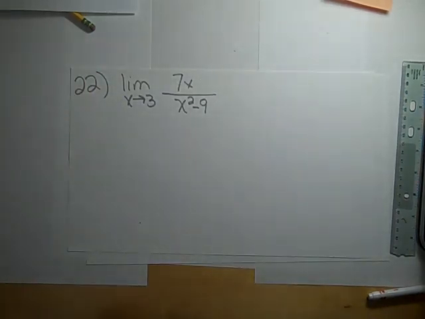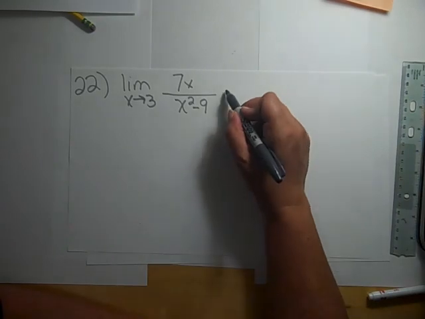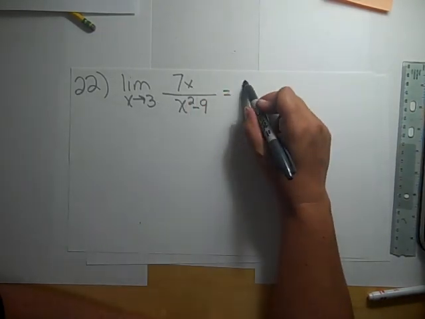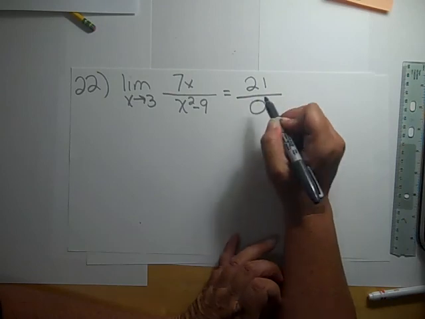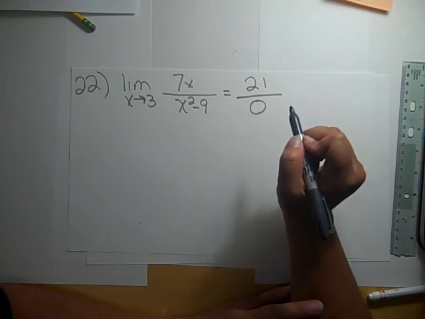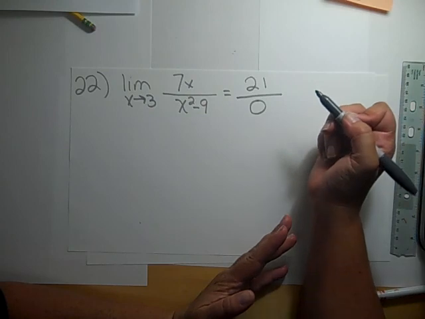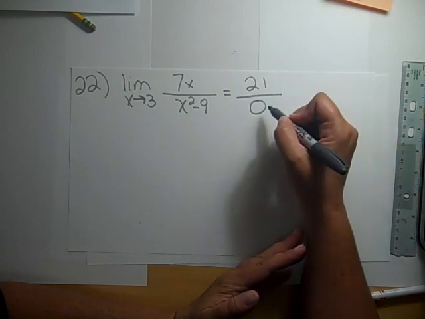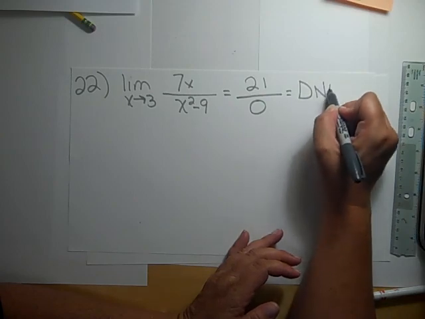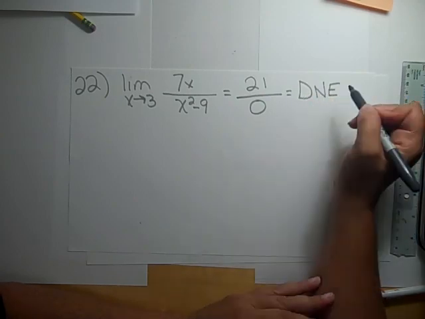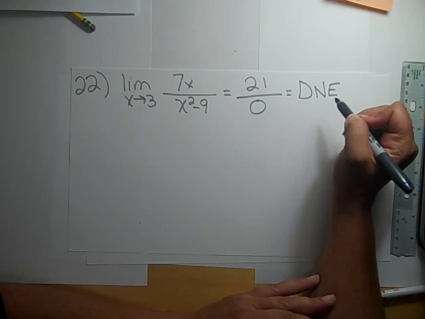22. Okay, let's plug and chug first. We'll get 21 over 0. Well, it's not 0 over 0, so we don't have more work to do. We have a number over 0, means that this does not exist. You may also know that that means there's going to be a vertical asymptote there.